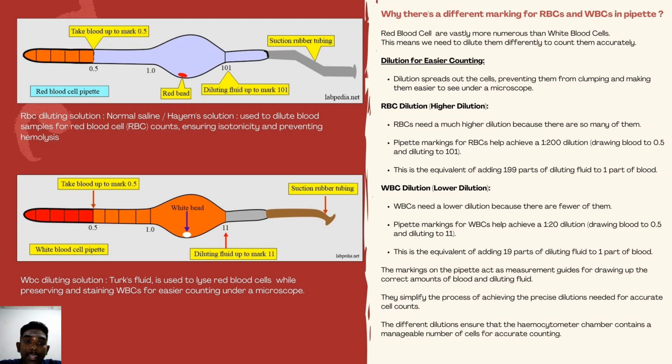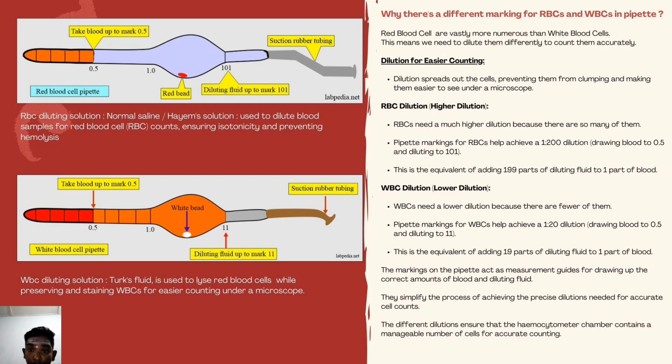However, for WBC dilution, we need a lower dilution as there are fewer of them. The pipette marking for WBC helps achieve a 1/20 dilution as we draw the blood up to 0.5 and dilute with the solution until 11. This is equivalent to adding 19 parts of diluting fluid to 1 part of blood.